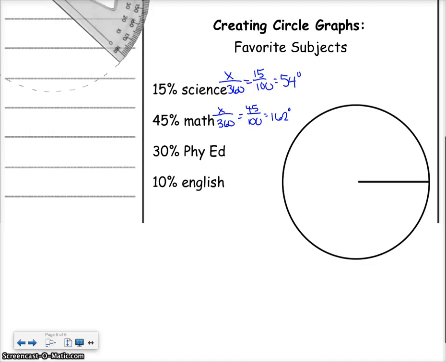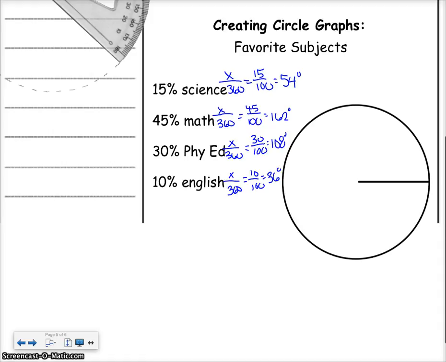And Phi Ed, part of the Phi Ed degree is to the whole circle, 360, as part of the Phi Ed percent, 30, is to the whole percent, 100. So 360 times 30 divided by 100 is 108 degrees. And lastly, for little English, only 10%. So we do x is to 360 as 10 is to 100. So 360 times 10 divided by 100 is 36 degrees.